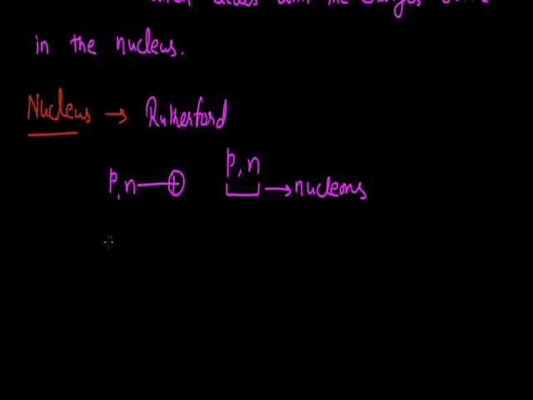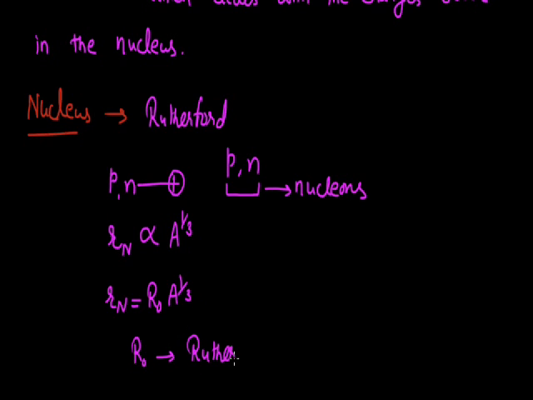This relation is: the radius of any nucleus is directly proportional to the cube root of the mass number of that atom. If I remove the proportionality sign, a constant comes in, indicated by the symbol R naught, with the cube root of the mass number. This constant R naught is termed as Rutherford's constant since it was given by Rutherford, and its value is in the range of 1 Fermi meter. So the radius of the nucleus will be in the range of 1 Fermi meter.